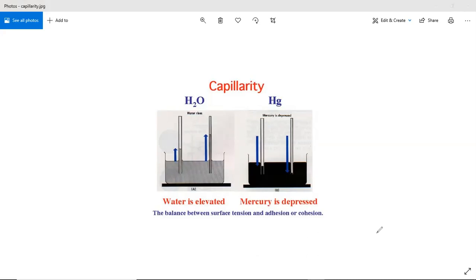For now, that's what is capillarity, the rise or fall of a liquid in a tube of a very small diameter is what we call as capillarity. And such tubes are what we call as capillary tubes, the tubes with very narrow, very small diameters.